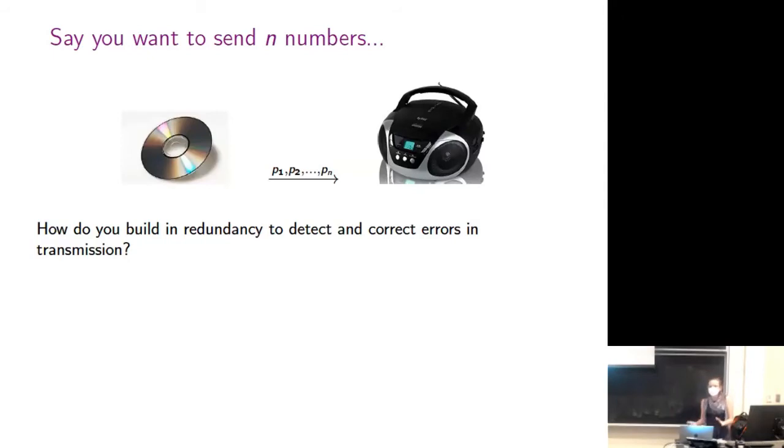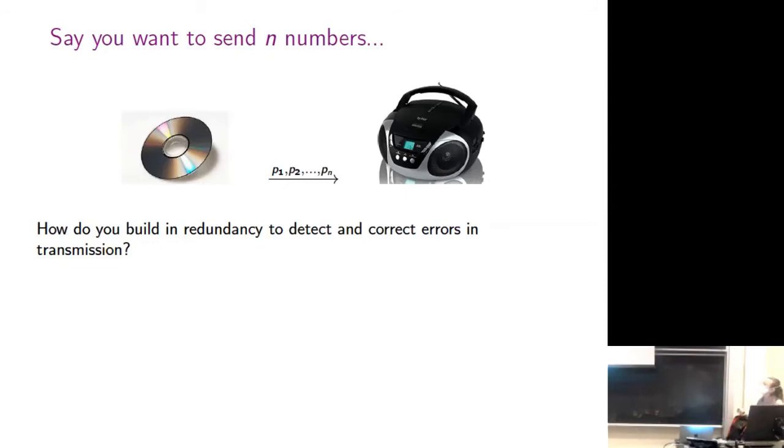Okay, so here's a toy version of this problem. Suppose you want to send n numbers, P1 through Pn. And you can imagine you're sending these numbers from a CD to a boombox or from your QR code to your cell phone or whatever. Then you want to send these numbers in such a way that you've built in redundancy so that you can detect and correct errors in this information transfer.